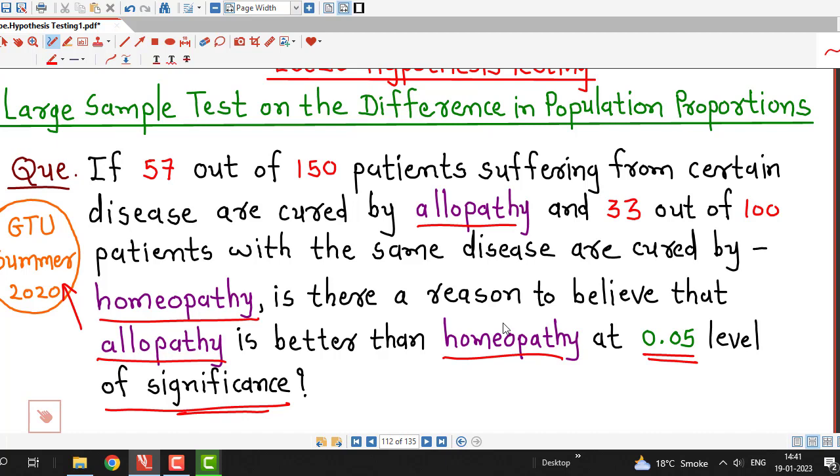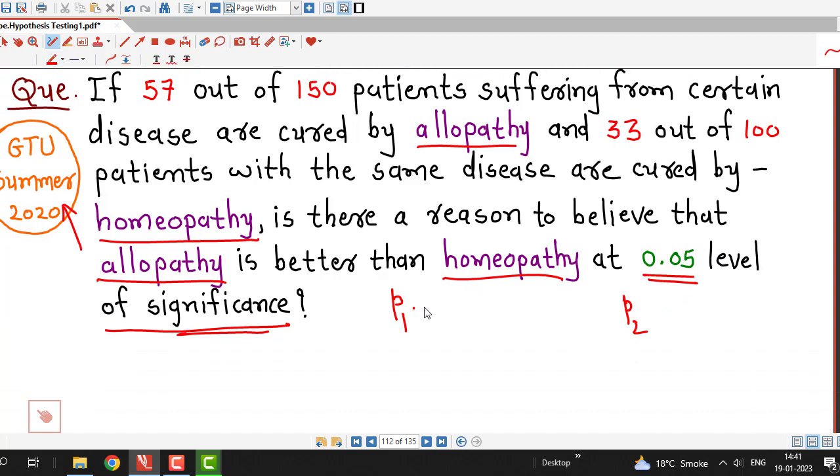Here we have to consider population proportions. We consider P1 equal to the proportion of all patients who are cured by allopathy. That will be our first population proportion. We consider small p2 as the proportion of patients cured by homeopathy. We don't know these population proportions, but we have samples related to them.